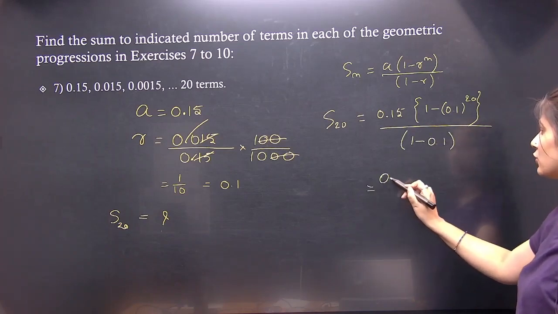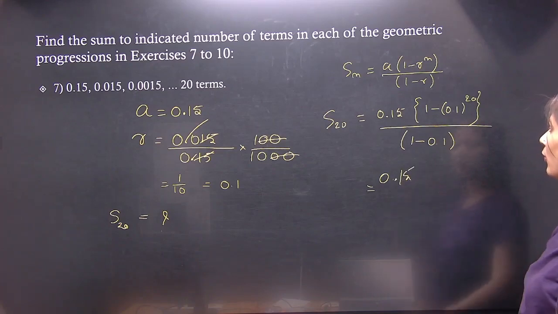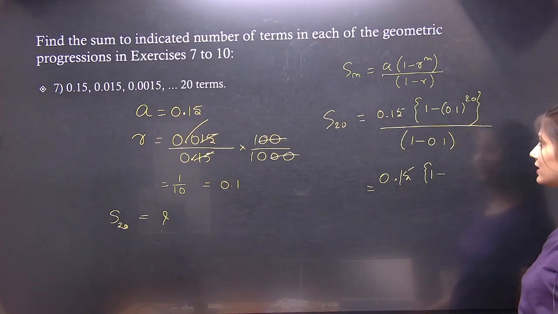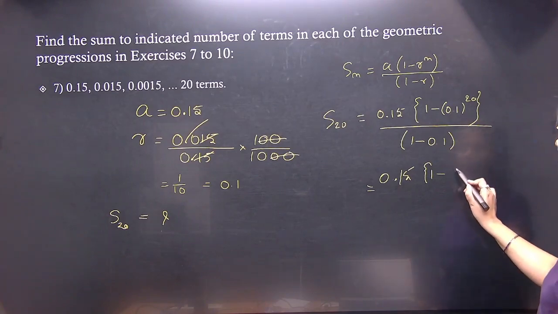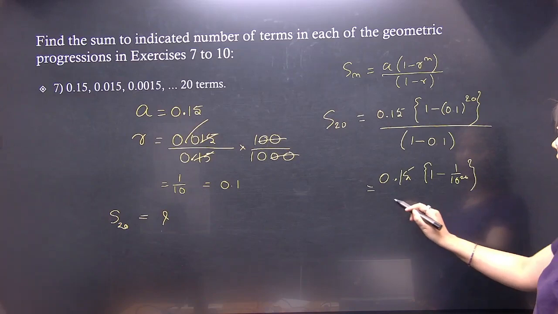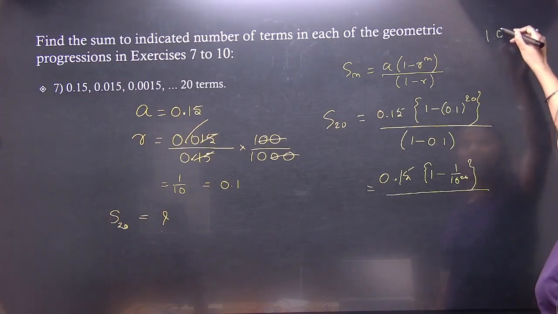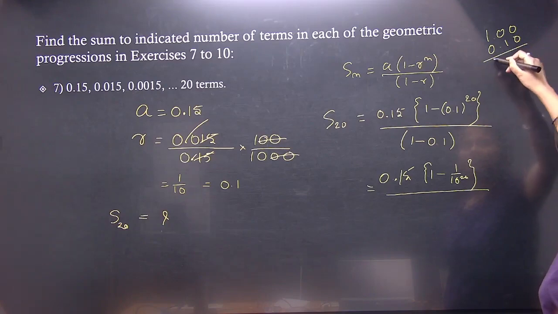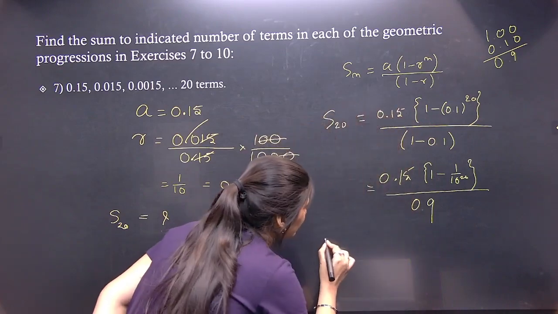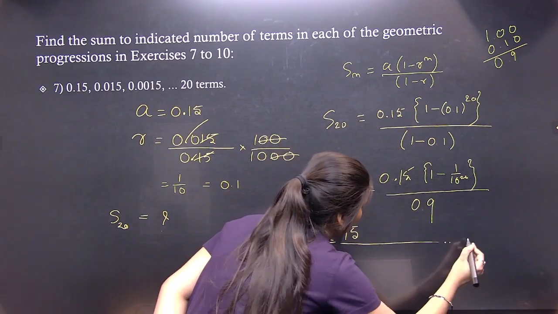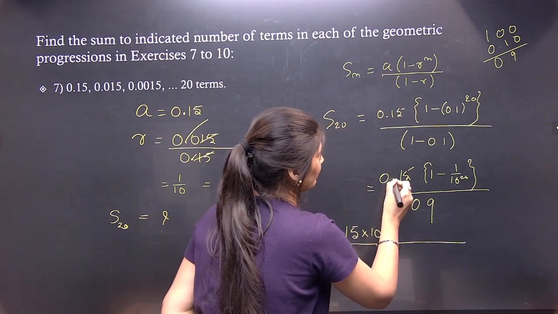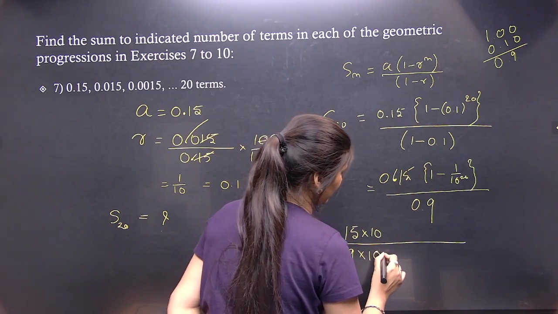So it is 0.15 into 1 minus 0.1 to the power 20, which is 1 by 10 to the power 20, and at the denominator it is 1 minus 0.1. So it is 0.9 only. We can write it as 15 by 9. For 9 we are putting 10 here, and for this point we are putting 100 at the denominator.